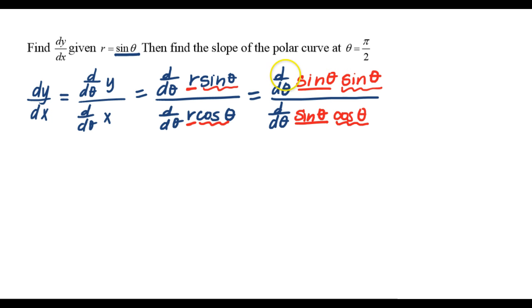So now at this step, I'm asked to take the derivative with respect to theta of sine theta times sine theta. We can think about this as a product rule. So the first function is sine.